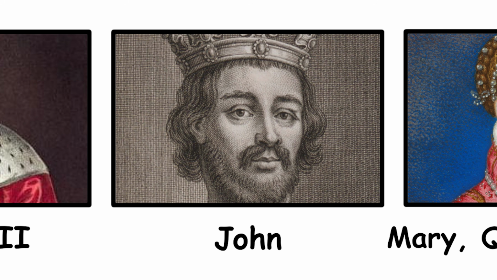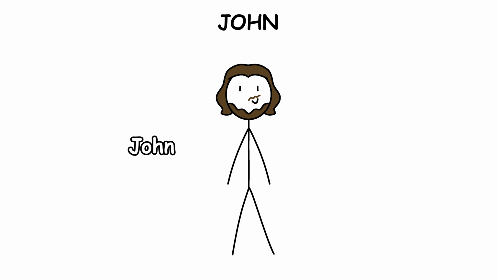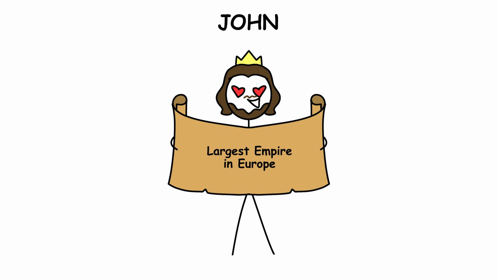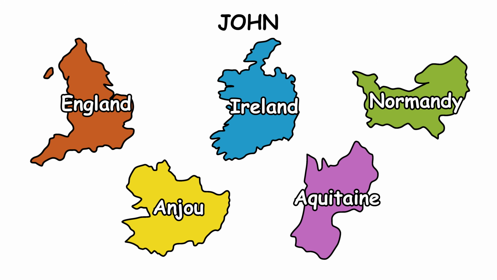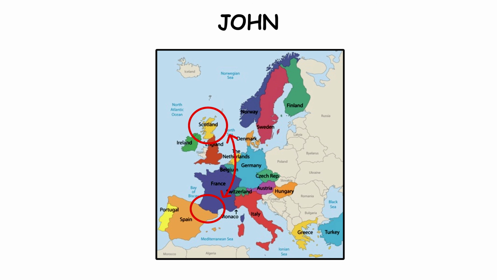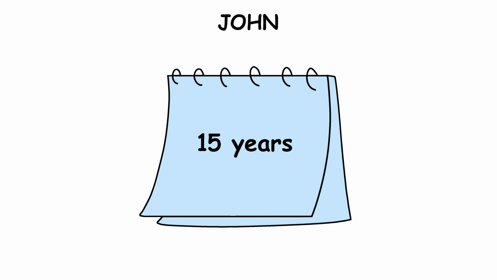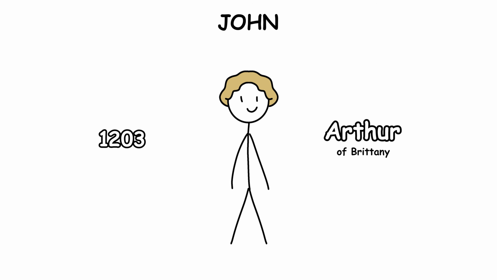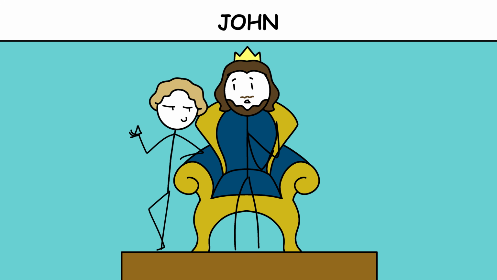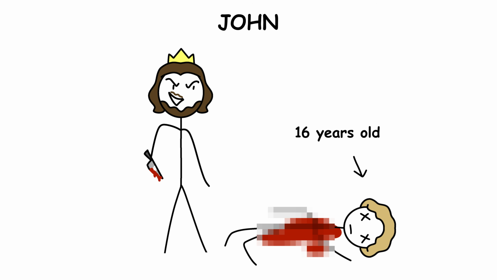John Lackland, the Empire Destroyer. John became King of England in 1199 and inherited the largest empire in Europe. England, Ireland, Normandy, Anjou, Aquitaine, stretched from Scotland to the Pyrenees. Within 15 years, almost all was gone. John murdered his nephew Arthur of Brittany in 1203. Arthur had a better claim to the throne, so John killed the 16-year-old, probably with his own hands.